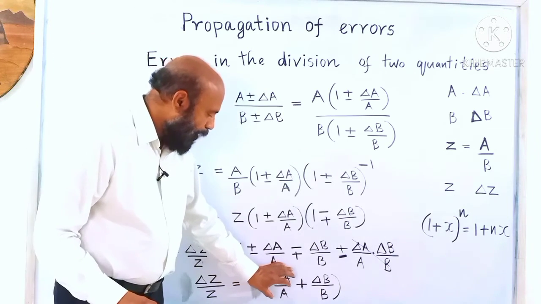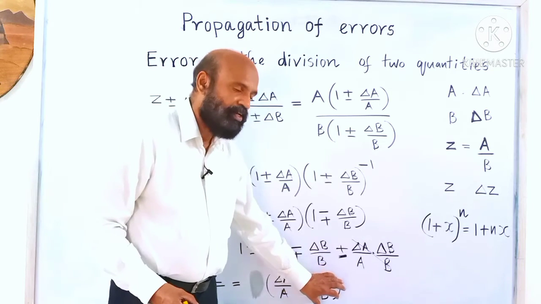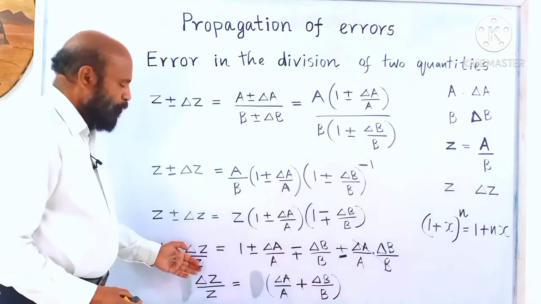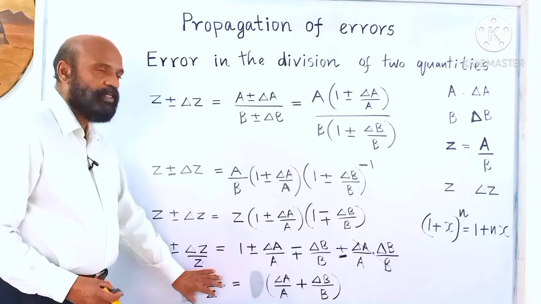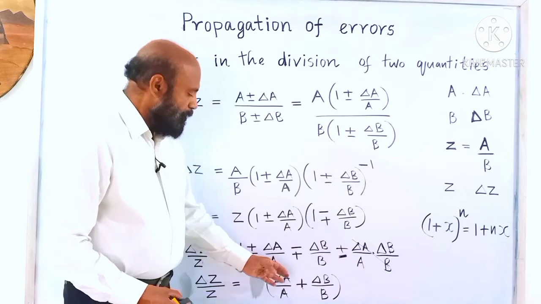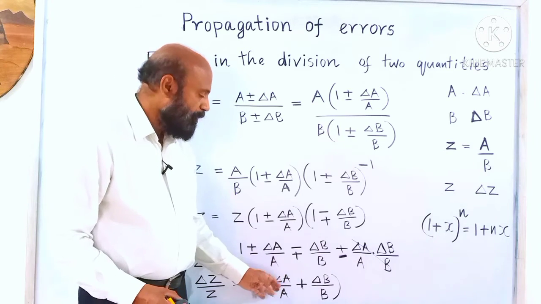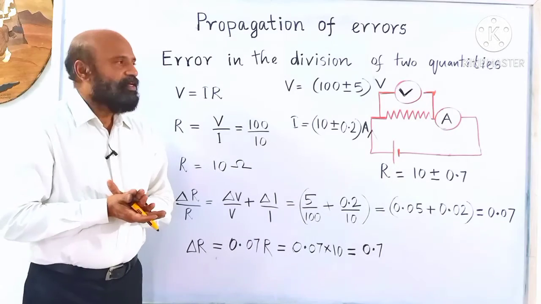So this is the fractional error in the quotient. This is the fractional error in the measurement of A. This is the fractional error in the measurement of B. So the maximum fractional error in the quotient of two physical quantities is equal to the sum of the fractional errors in the individual quantities. Now let us see an example.